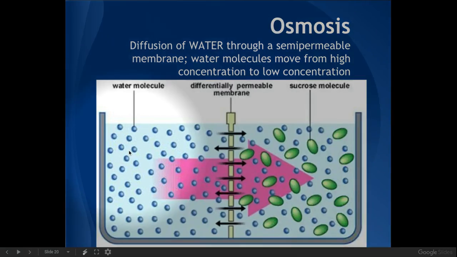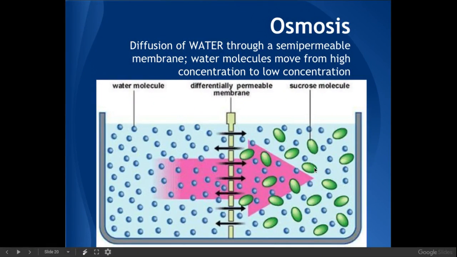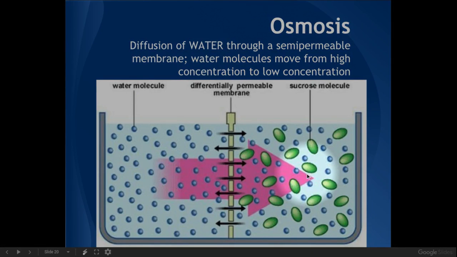On this side, we have our water molecules, and those are the little circles. And then on this side, we have sucrose ovals, these green things. They're very big. You can see that these are unable to pass through this small space here. So this membrane is allowing water to pass through, but not sucrose.